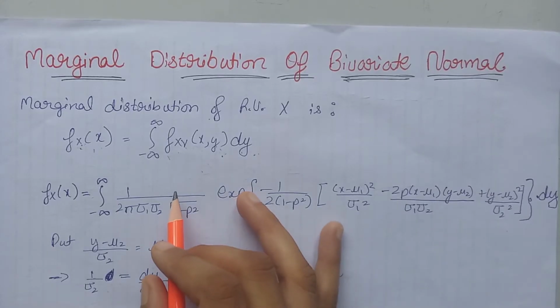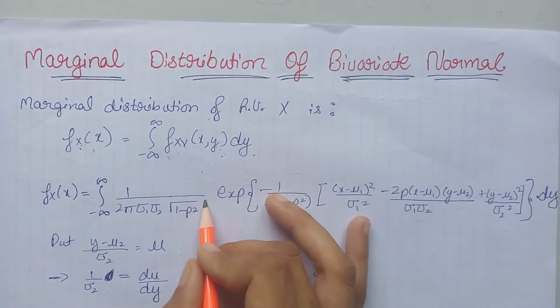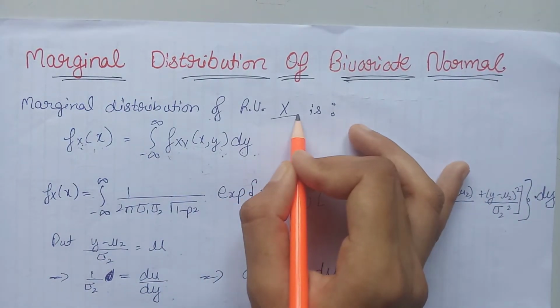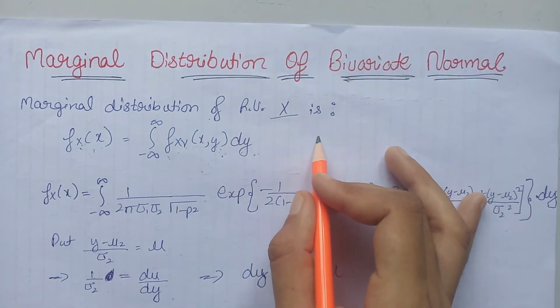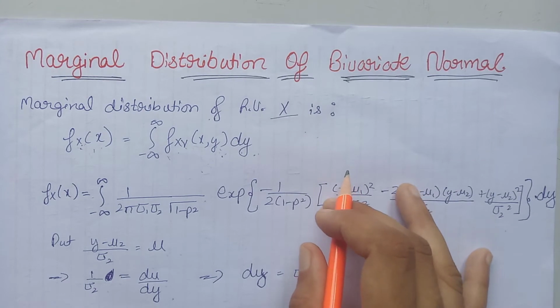So now in this video we will calculate the marginal distribution of the bivariate normal distribution. That is, firstly we will calculate the marginal distribution of the random variable x. Then after that we will calculate the marginal distribution of the random variable y by using the joint probability density function of x and y.